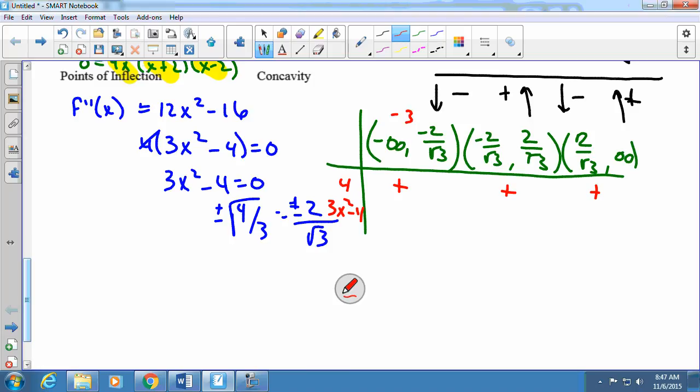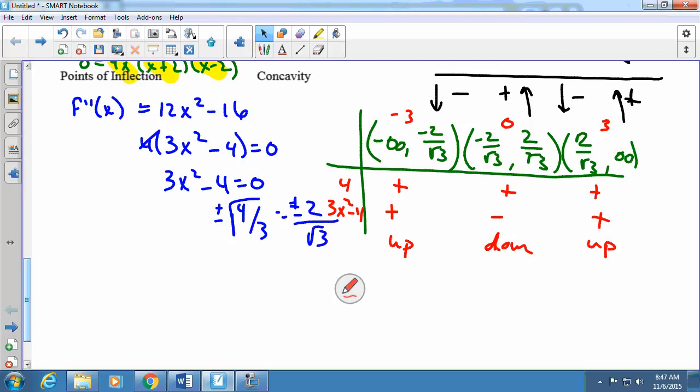And if I plug -3 in, I get 9, so I can see it's positive. I'm going to try 0 because I know it's within there for sure, and I see that that's negative. And over here, I'm going to try +3, and I see that that is. So in this region, I'm up, down, up.